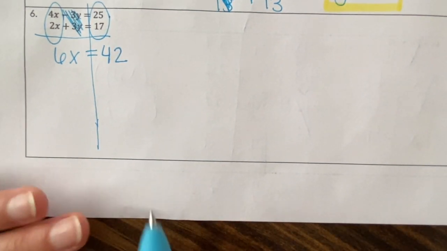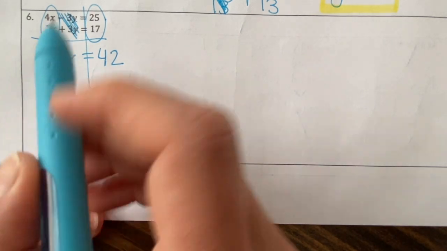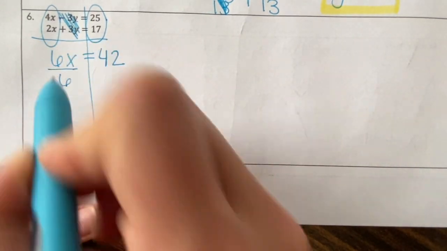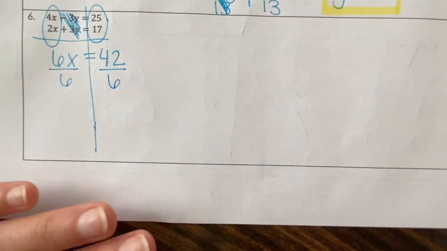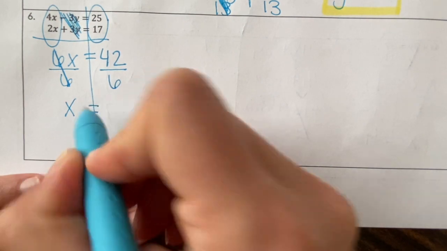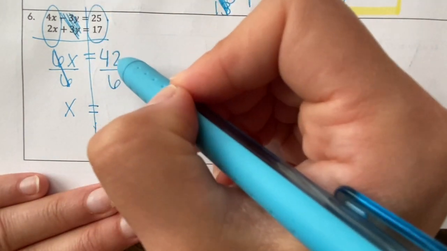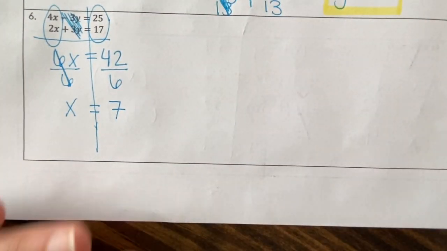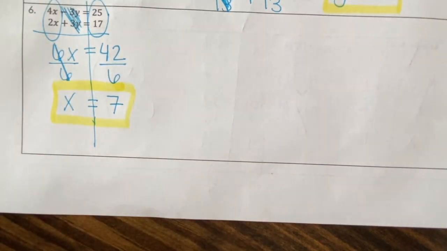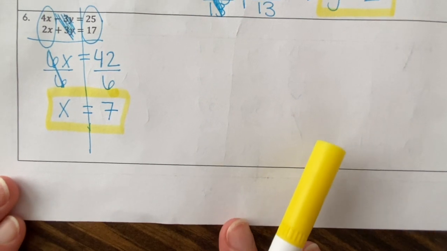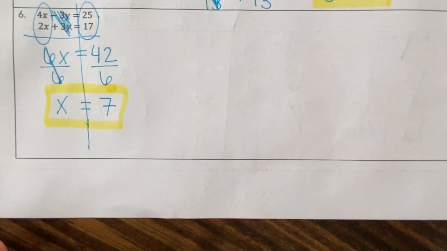Okay, now we have a one-step equation. The opposite of times 6 is divided by 6. If I divide by 6 on the left, I have to divide by 6 on the right. 6 divided by 6 gives you 1x all by itself. And 42 divided by 6 is 7. So, those of you that did it on your own, hopefully you at least got that first variable solved for. Okay, now the next step.